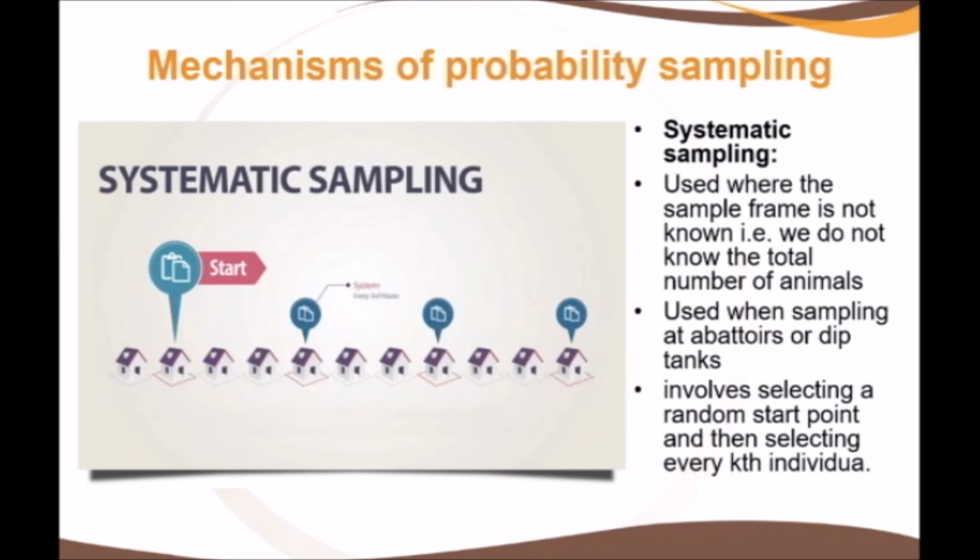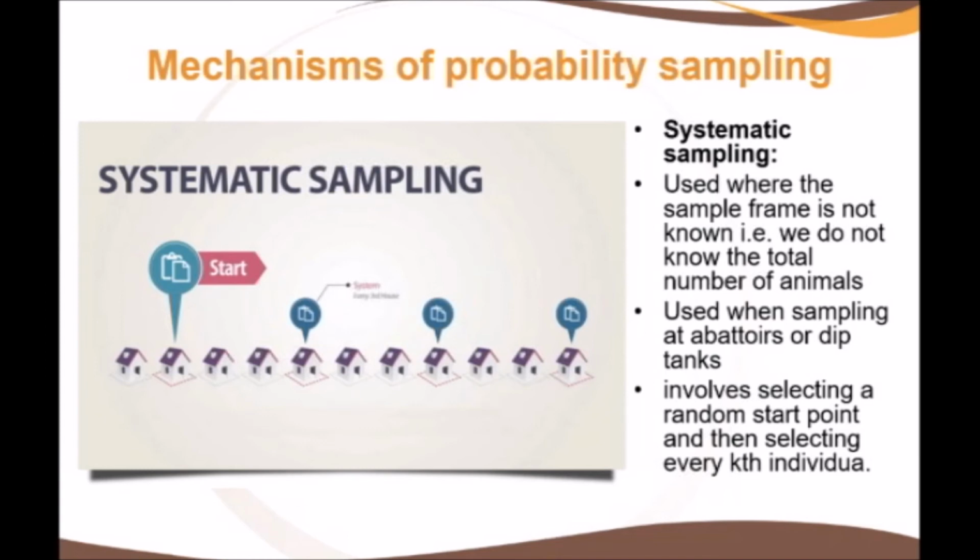With systematic random sampling, you determine the interval that you're going to use. In the diagram that I provided there, they are selecting every fourth house. But the trick with systematic random sampling is how do you determine the first house?